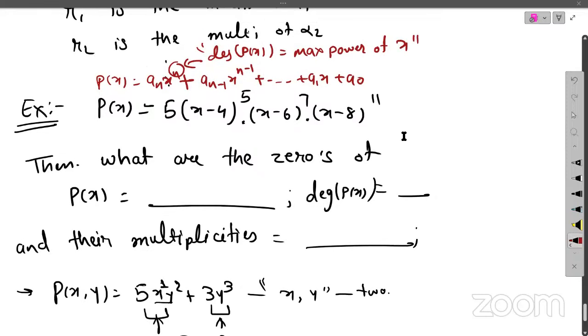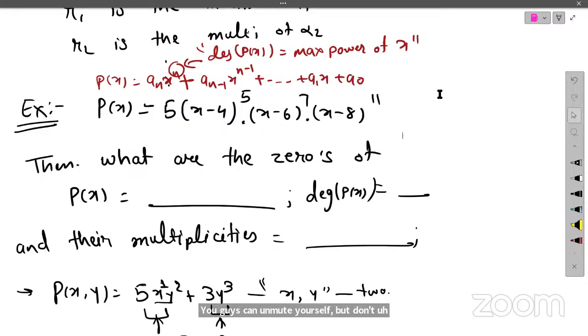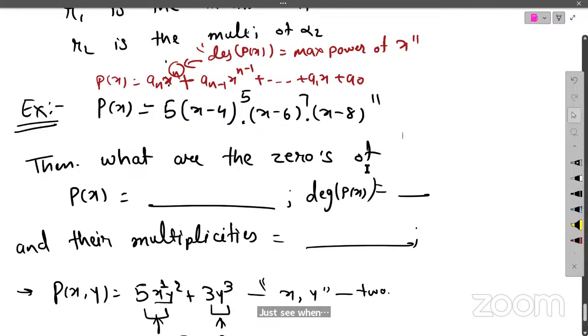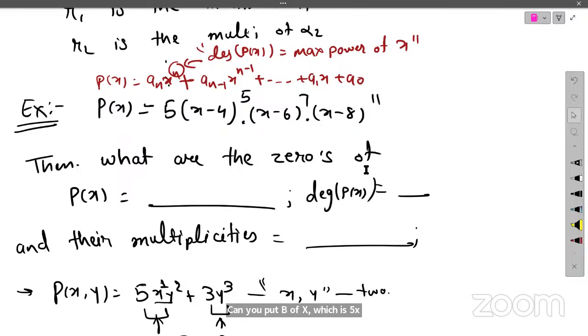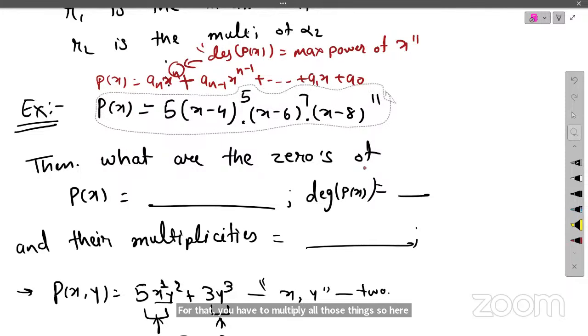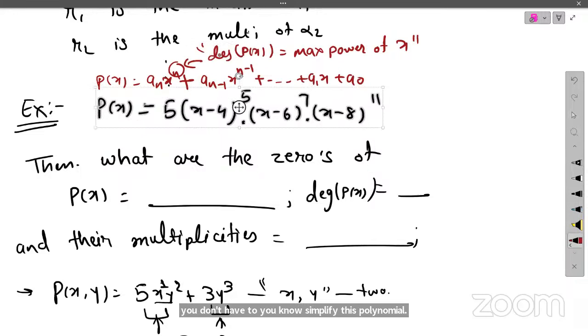You guys can unmute yourself, but don't just say one at a time. Can you put p(x), which is (x minus 4) to the power 5, (x minus 6) to the power 7, (x minus 8) to the power 11, into your formula? You don't have to multiply all those things. So here you don't have to simplify this polynomial. For finding the degree of this polynomial, you can just observe what is the maximum power of x it can have.